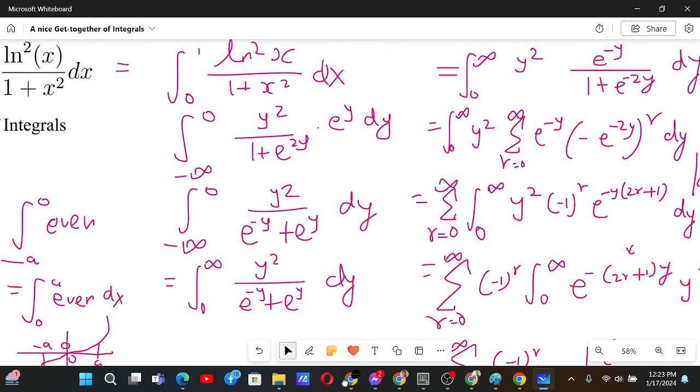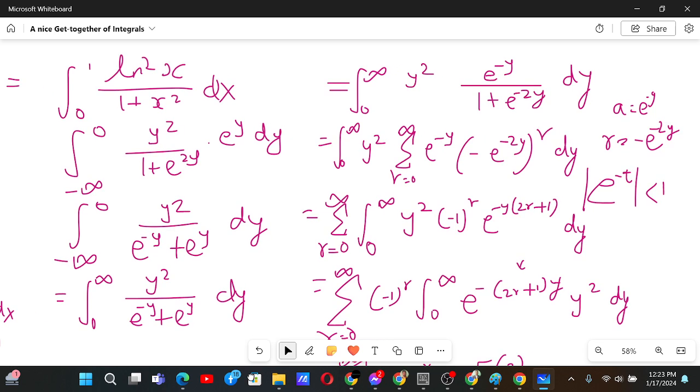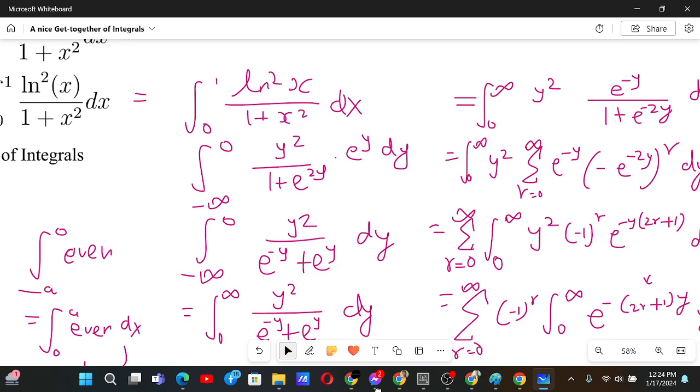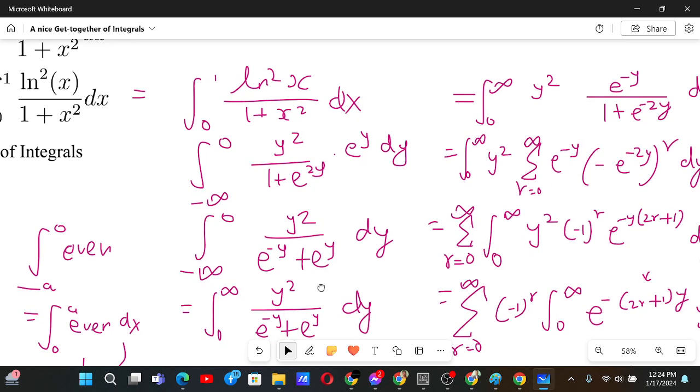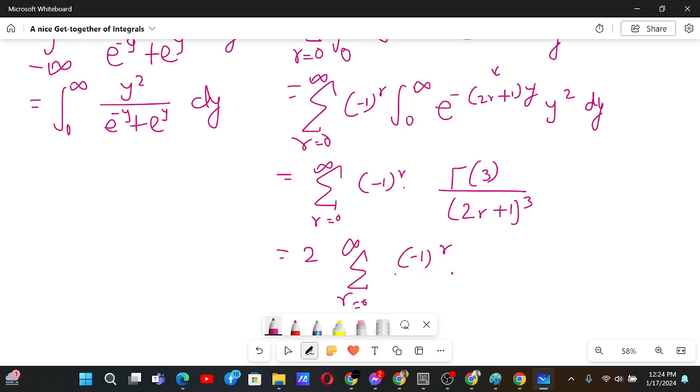Let me just check once. Yeah, so first of all, it was that. No, I'm not missing anything. Fine. Okay, so now this is 2 times sum from r equals 0 to infinity minus 1 to the power r by 2r plus 1 cube. So we have this sum.